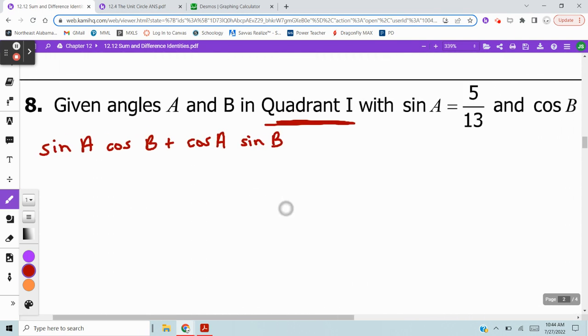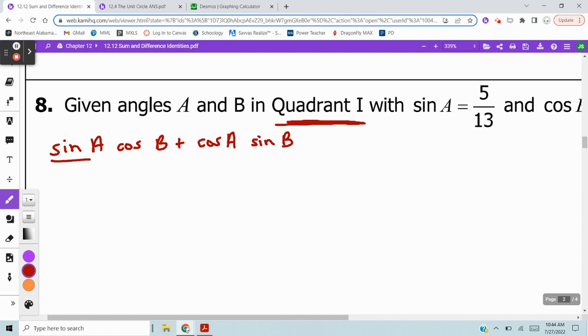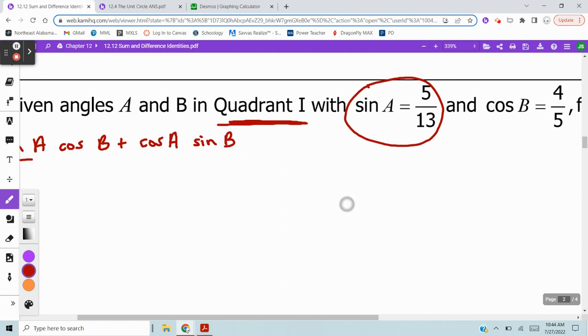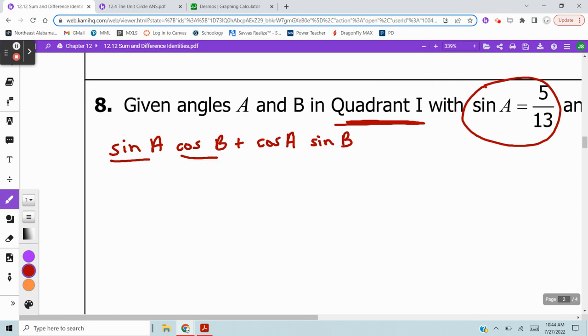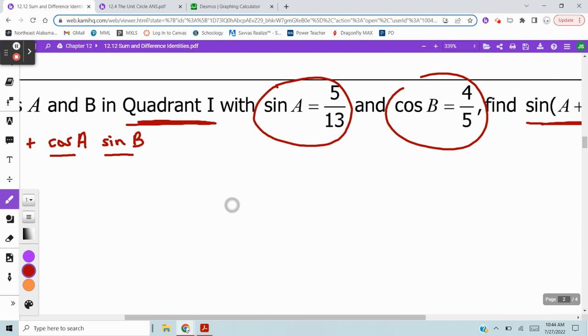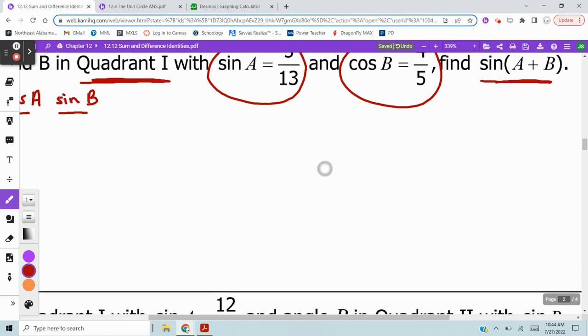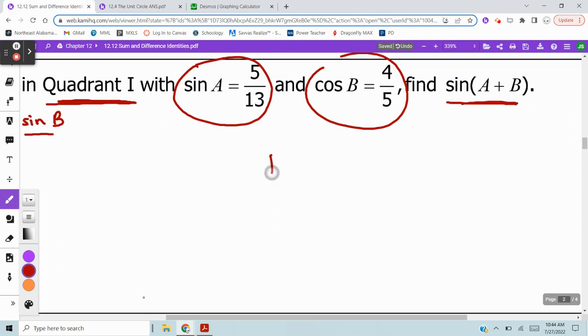Now, this one will be a little bit trickier because sine A, I've got that. Cosine B, I've got that. So I've got both these pieces, but I don't have cosine A and sine B. Now, here's what we're going to do. Since I know that the sine of A, I'm going to come over here and I'm going to sketch me out what A looks like.